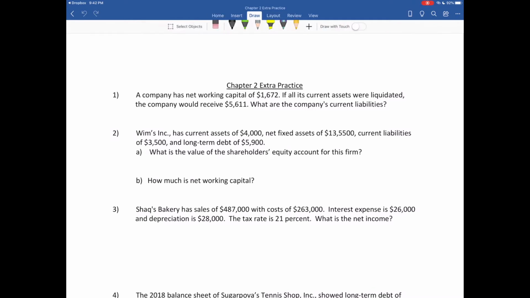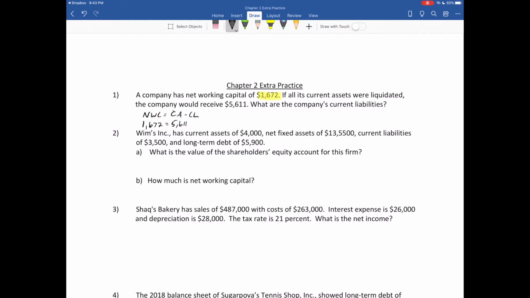So once again, we have to remember what net working capital is. Net working capital is equal to current assets minus current liabilities. They have told us that the net working capital is $1,672. And we know that their current assets are $5,611, as mentioned in the first part of Chapter 2's Lecture 1 video. Market values and book values do differ sometimes, but oftentimes with current assets, those are relatively close.